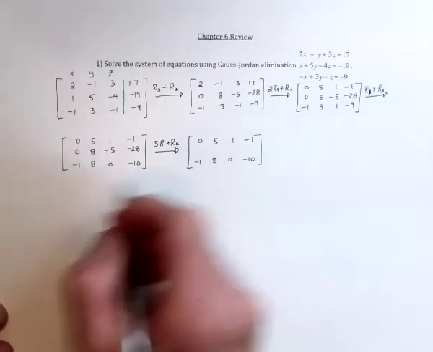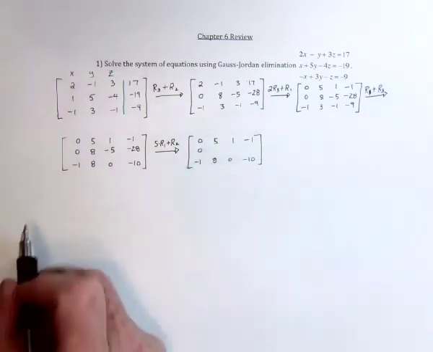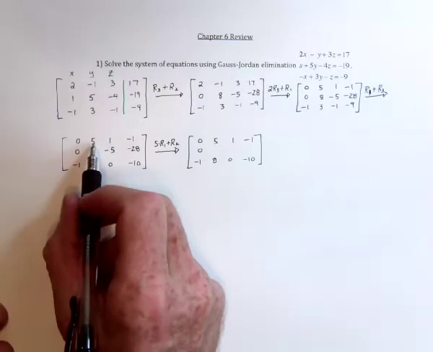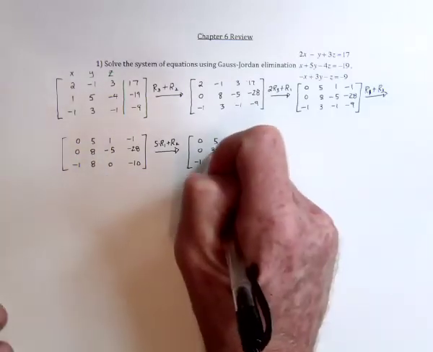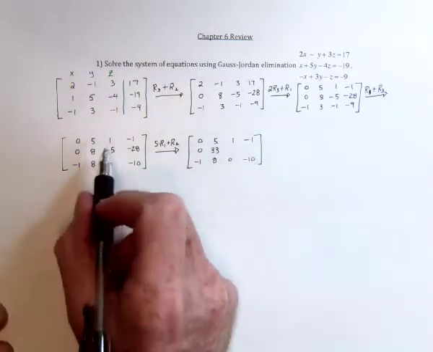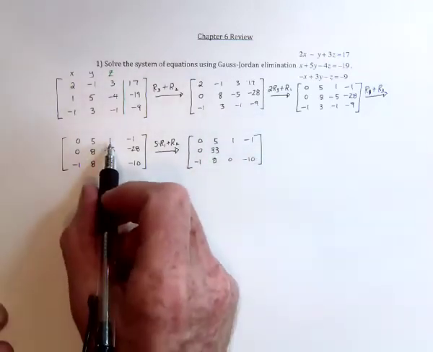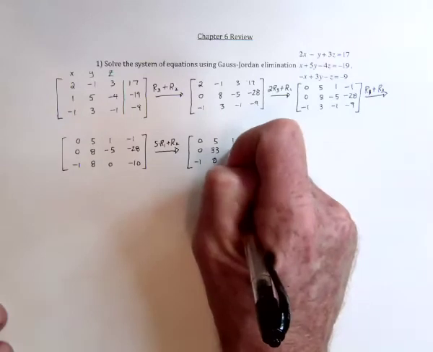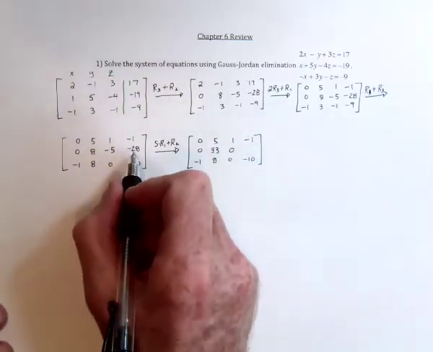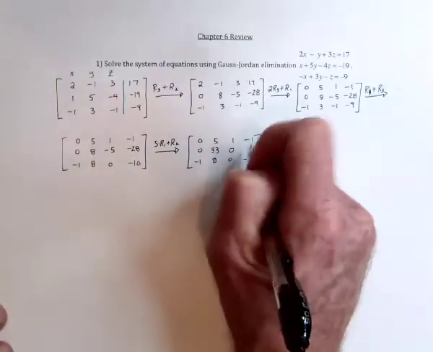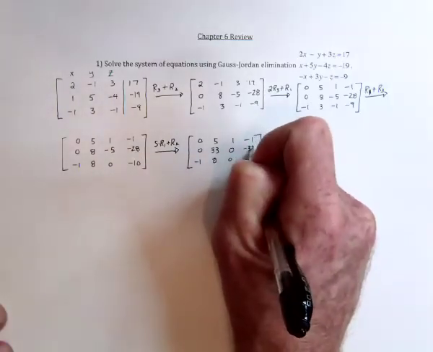Okay, so the 0 is not going to change the 0. But now we've got 5 times this, which is 25, added to 8 is 33. And then this will be a 5, which cancels that. I've got 0. And then a 5 times this is -5 with -28 is -33.